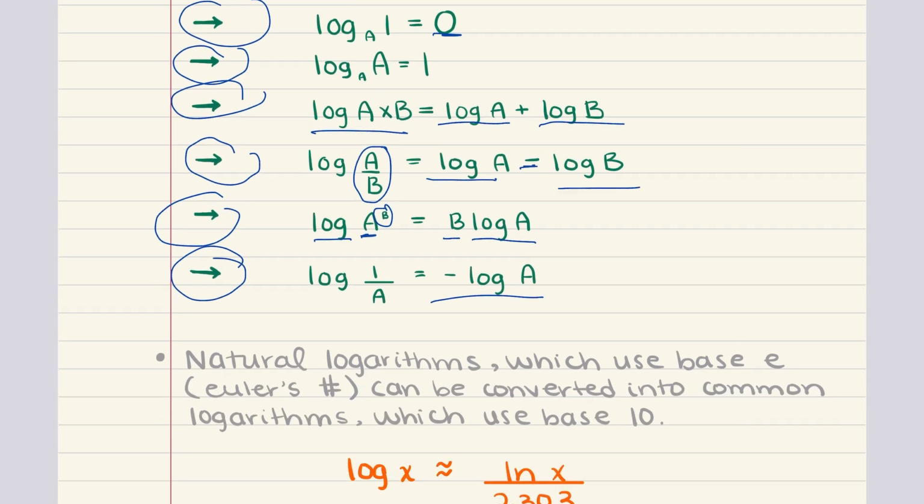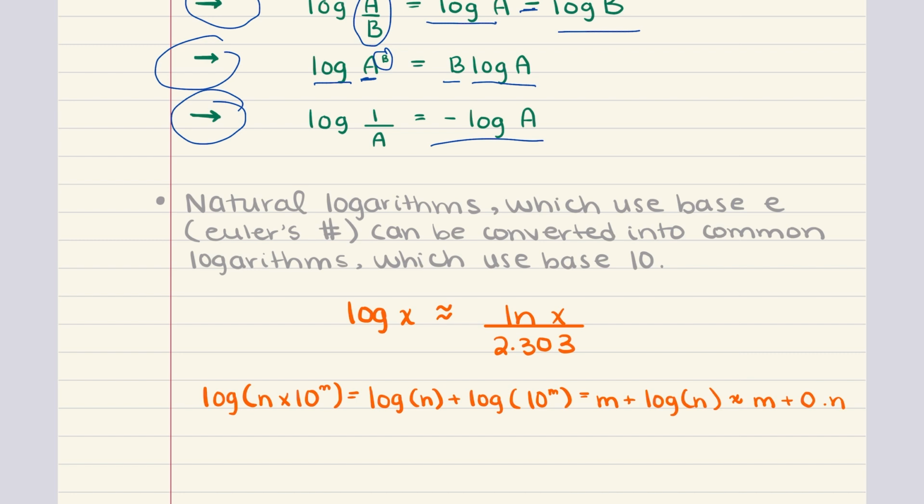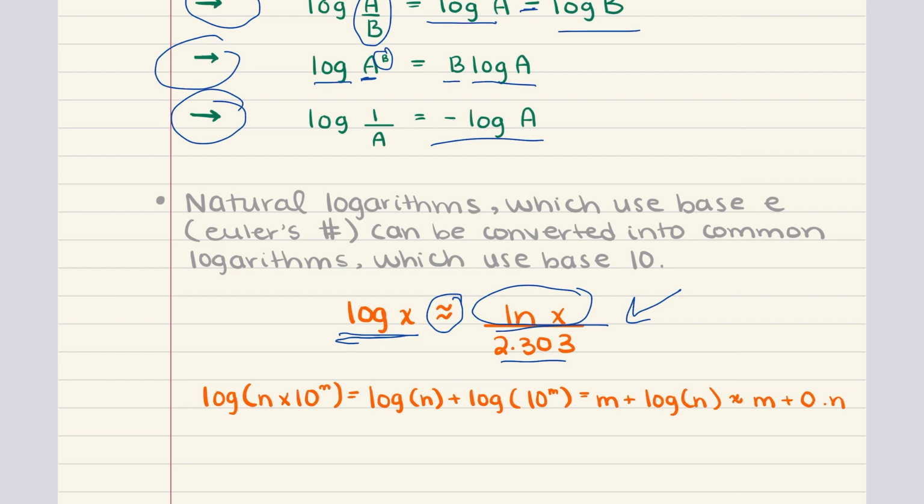Another important aspect of logarithms is the distinction between common logarithms and natural logarithms. Common logarithms have a base of 10. Natural logarithms, on the other hand, use a base of e, where e is Euler's number, and that's approximately 2.718. Natural logarithms can be converted to common logarithms using this formula right here. This formula says that log base 10 of x is approximately equal to the natural logarithm of x divided by 2.303.